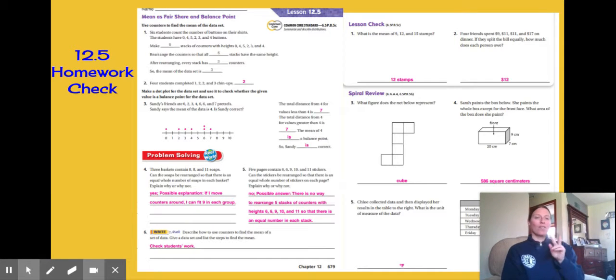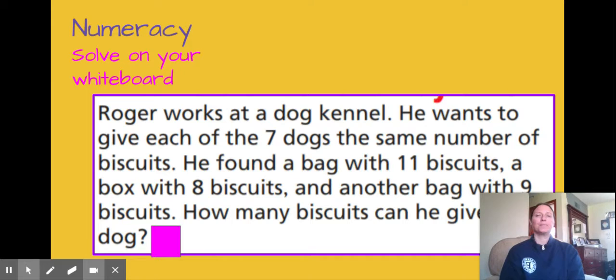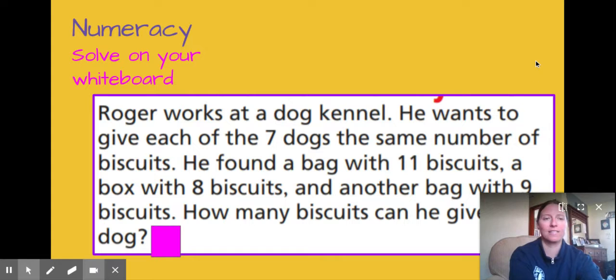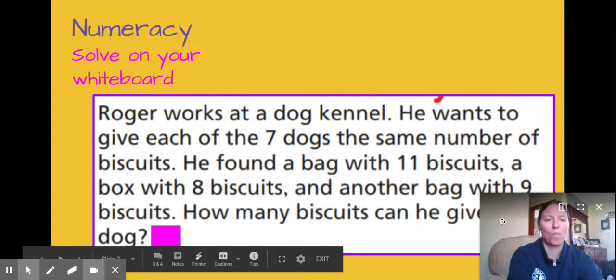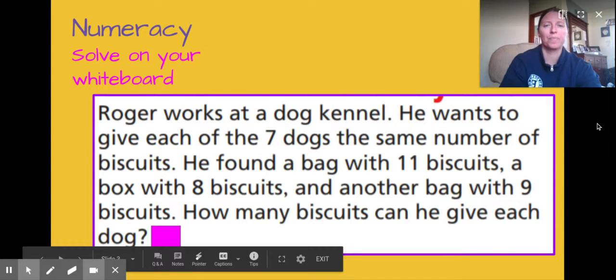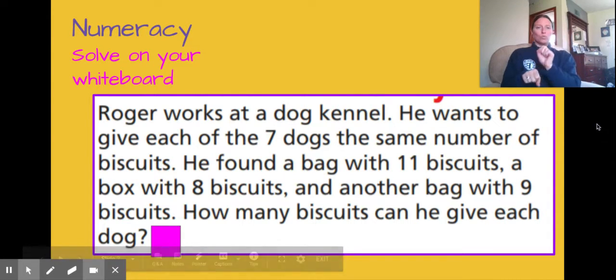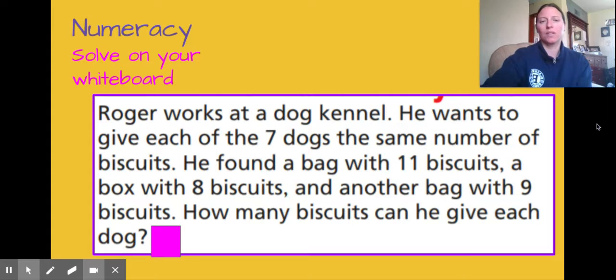Check your answers. Our numeracy problem today is: Roger works at a dog kennel. He wants to give each of the 7 dogs the same number of biscuits. He found 3 bags, one with 11, one with 8, and a third with 9. How many biscuits can he give each dog evenly?